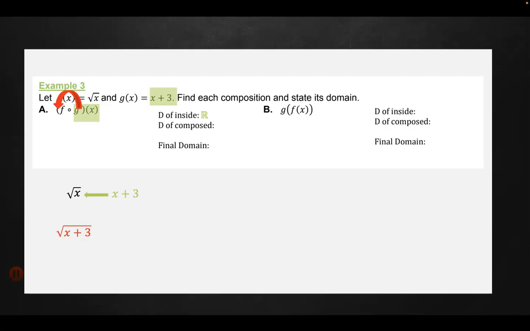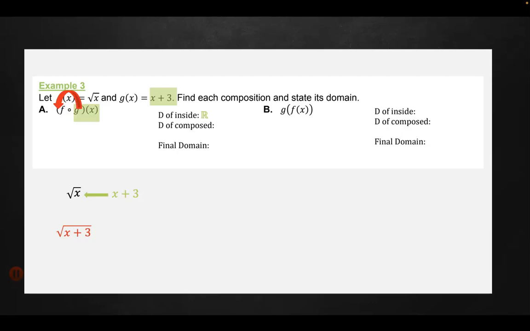Now this is a radical function. If you think about square roots, the only number that we can't have underneath a square root is any negative number. You could have 0, you could have any positive number, you could have fractions even. You just can't have negative numbers. We can't take the square root of a negative number and get a real answer.